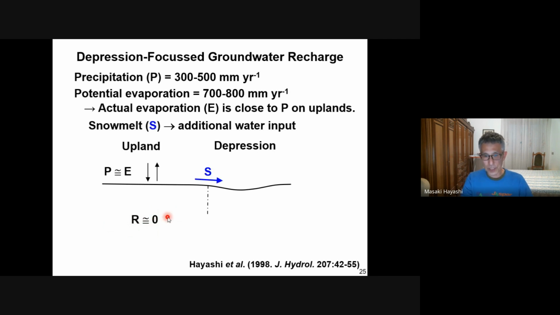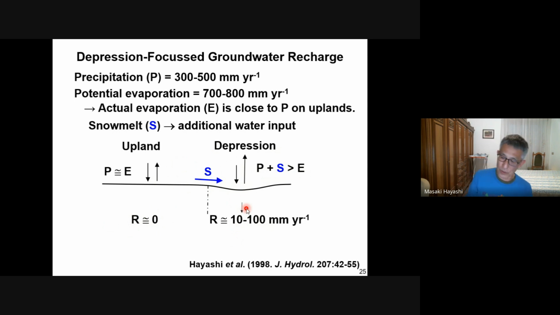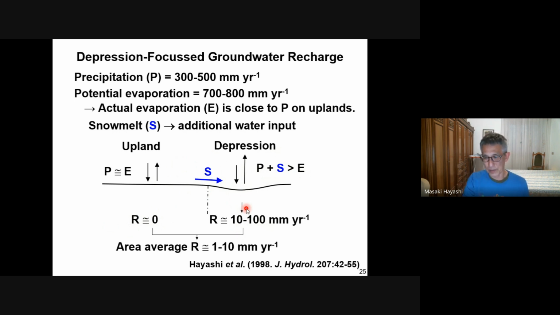On the other hand, in depressions, there is snowmelt runoff that brings additional water input. This increases the amount of water available, and that overcomes the evapotranspiration demand. So there's a little bit of excess, not too much, maybe 10 to 100 millimeter per year. So there is recharge under the depression. But depressions occupy a small area, about 5 to 10%. So if you average over the landscape scale, the recharge is about 1 to 10 millimeter per year. But this is enough to sustain the groundwater use in the region.